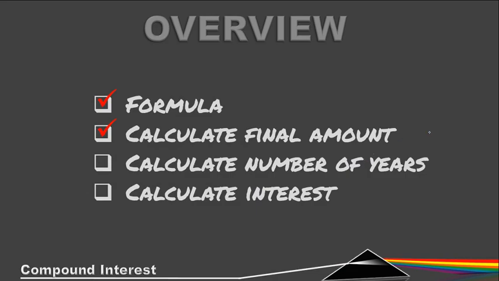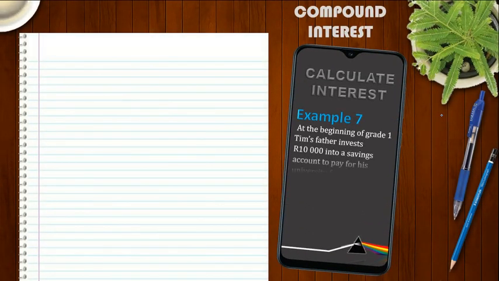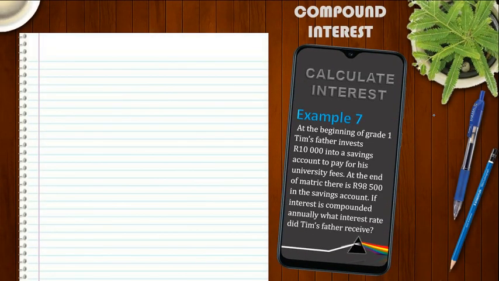Right, so that was calculating the number of years. Now let's calculate the interest. Example 7. At the beginning of grade 1, Tim's father invests 10,000 Rand into a savings account to pay for his university fees. At the end of matric, there is 98,500 in the savings account. If interest is compounded annually, what interest rate did Tim's father receive?